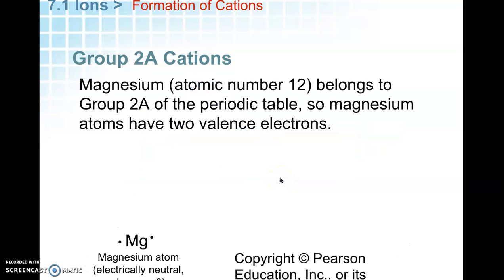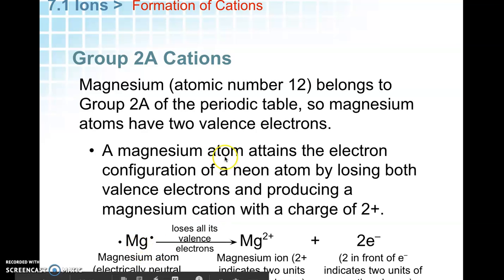Magnesium is a group 2A. So magnesium has 2 valence electrons. There's the dot structure. A magnesium atom obtains the electron configuration of neon by losing both of those to become a positive 2 ion. So it loses 2 electrons, becomes positive 2.